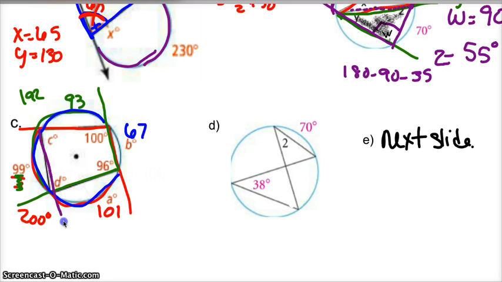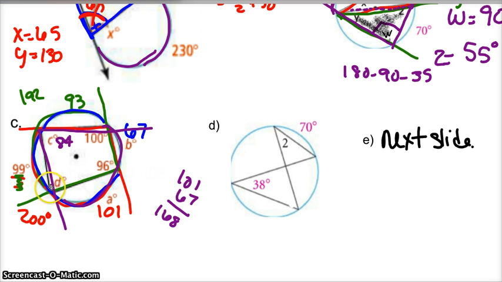So I can extend out angle C, and angle C is made up of these two arcs. Those arcs, 101 and 67, add up to 168, so the angle is half of that. So that means this angle is 84.